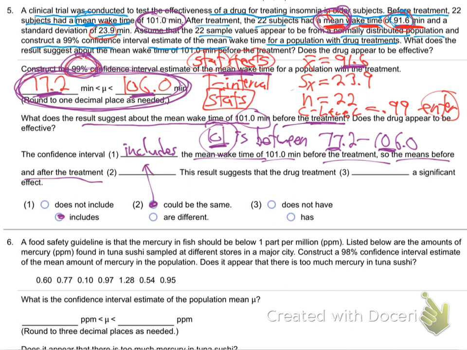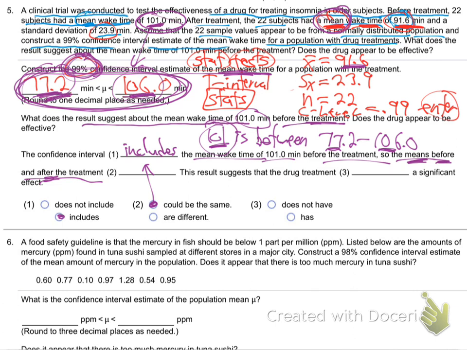Right? Maybe it's doing nothing. The means before and after treatment: the average wake time before treatment was 101. After treatment, we're saying we're 99% sure it'll be somewhere between 77 and 106. It could be 101. It could be the same. Right? Because 101's in that interval. We're saying it's some number between 77 and 106.